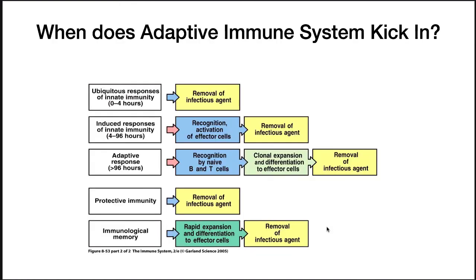When does the adaptive immune system kick in? When the innate immune system is overwhelmed. In some cases, the ubiquitous responses of the innate immune system that happen in 0 to 4 hours can stop and remove the infectious agent. In some cases, the induced responses of innate immunity, such as phagocytes, etc., are activated. They then deal with the effector and remove the infectious agent. If these two fail, then the adaptive response comes forward with B and T cells and tries to remove the effective agent. And that is the topic of the next lecture.